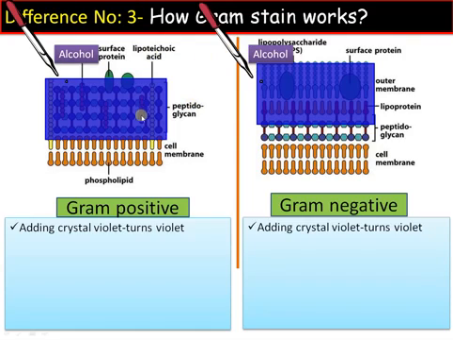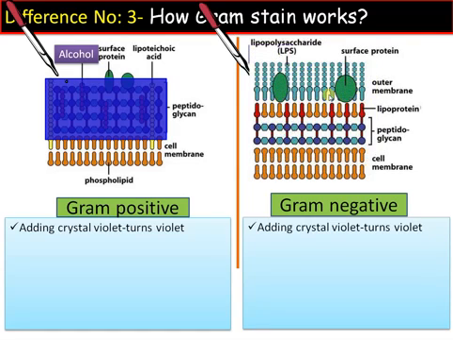Upon alcohol treatment, in the case of gram-positive bacteria, it remains violet as the stain is tightly bound to the peptidoglycan wall, and alcohol cannot dissolve the peptidoglycan wall. Whereas in the case of gram-negative bacteria, much of the stain is bound to the lipopolysaccharide layer. On addition of alcohol, this layer dissolves. Therefore, gram-negative bacteria lose the color of crystal violet, or become colorless.